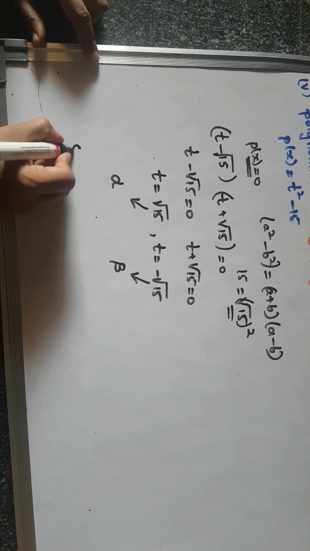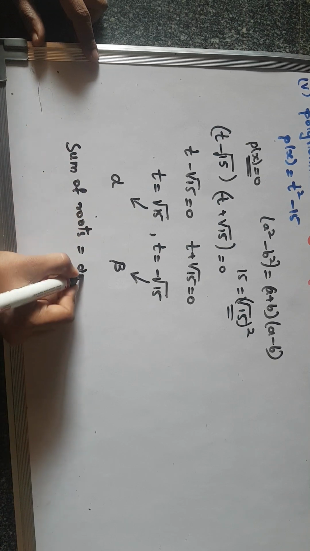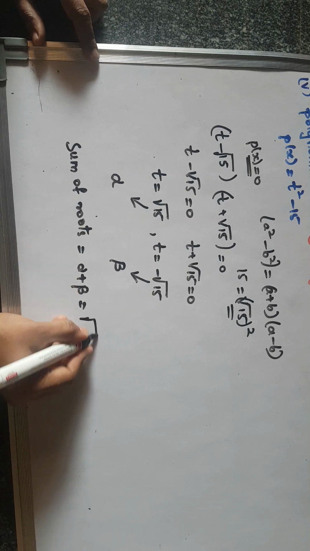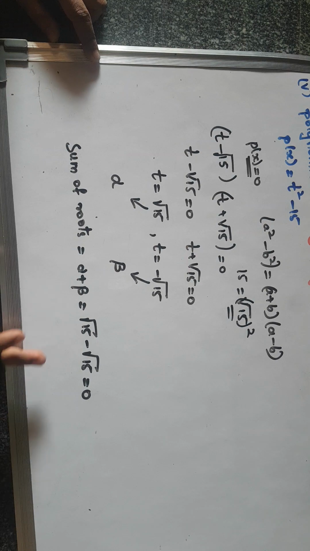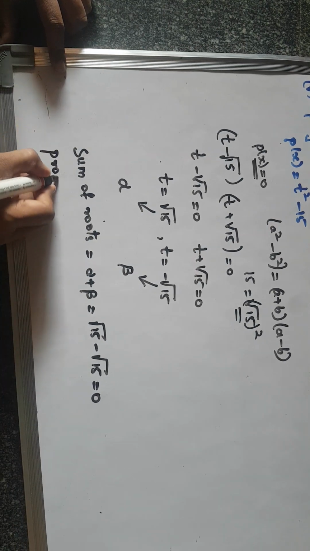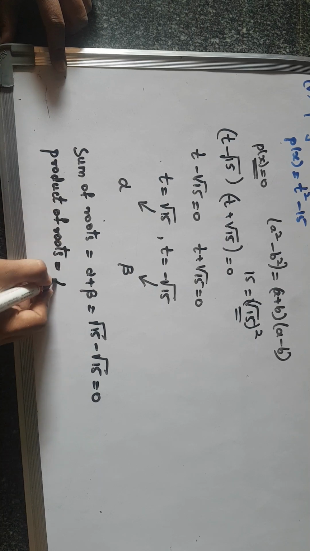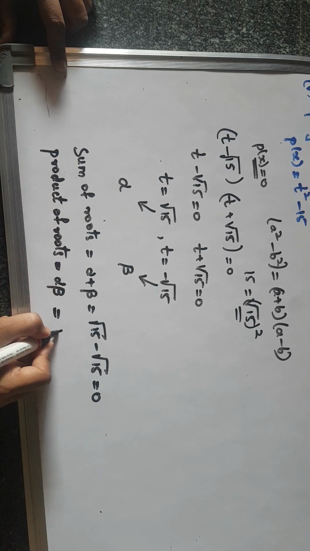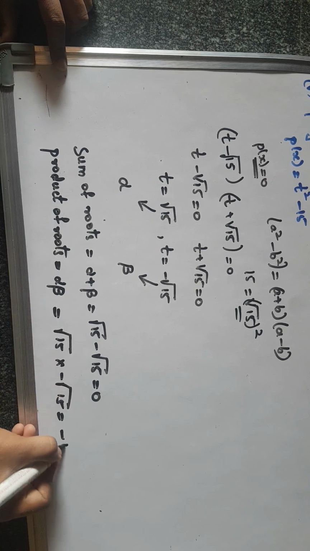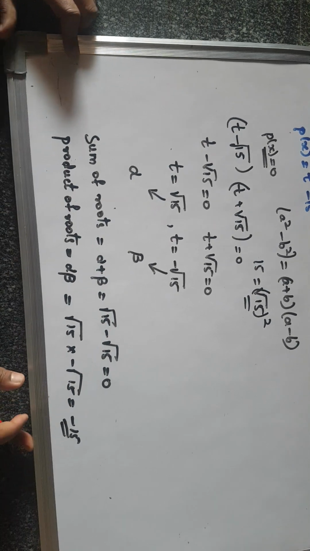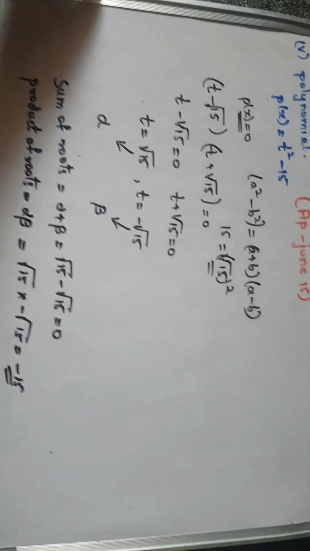Now find the sum of roots. Alpha plus beta equals root 15 minus root 15. What is the value here? It becomes 0. Now find the product of roots, which equals alpha into beta. Root 15 into minus root 15 equals minus 15. This value becomes minus 15. Now finding with the coefficients.